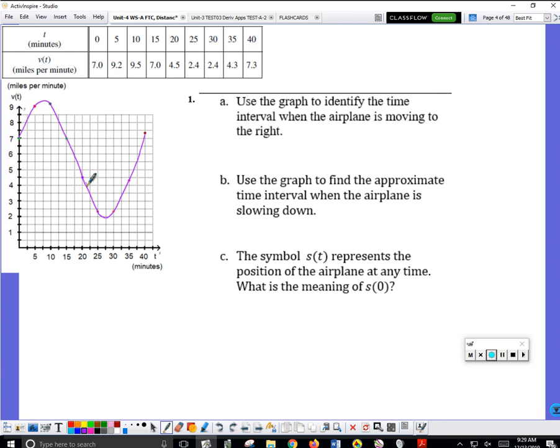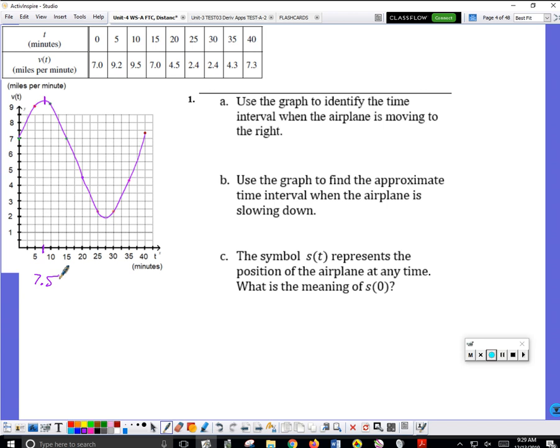Now if I go like this, I'm still going to the right, but my position is only changing by 1 foot every second. So I keep moving to the right, but I am slowing down. If it's slowing down, is that where the slope is 0, or just when it's decreasing? So we would say that at about time 7.5, that's the moment when the plane stops going faster and faster and starts to go slower and slower.